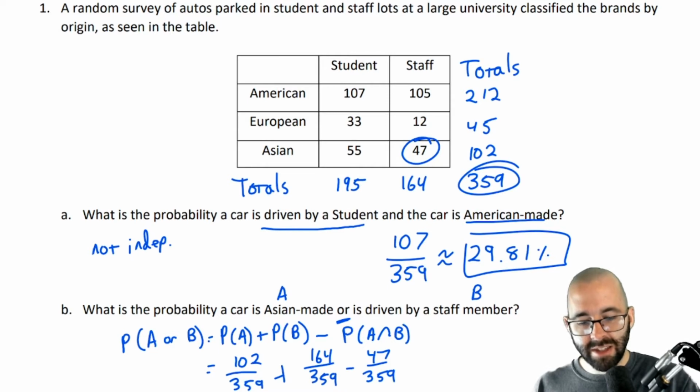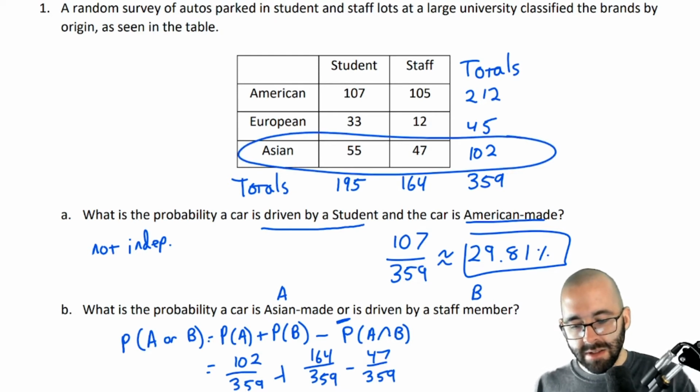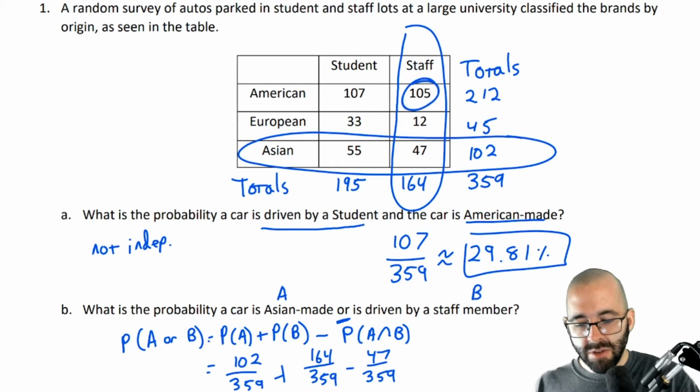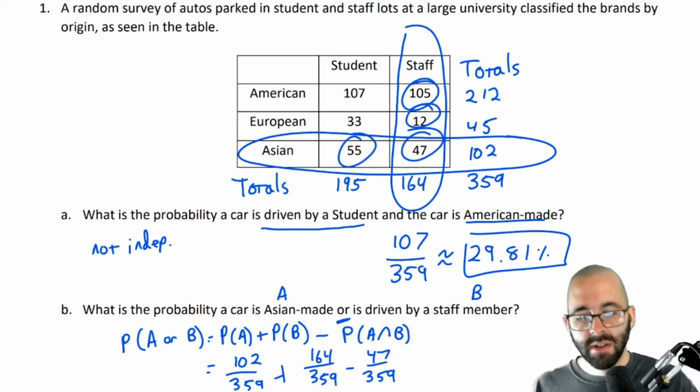So they weren't mutually exclusive. Another way of looking at this was here's all the Asian made, here's all the staff cars. Add up these four numbers like so, and you should get to the same answer.